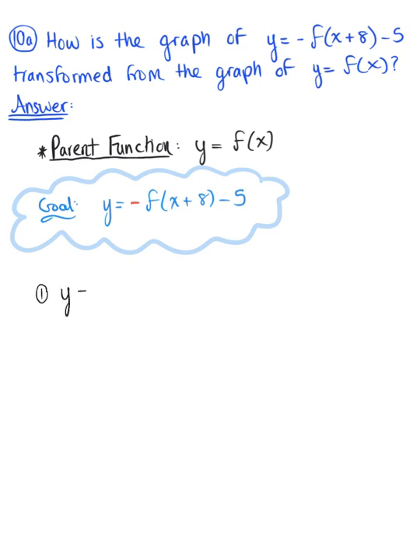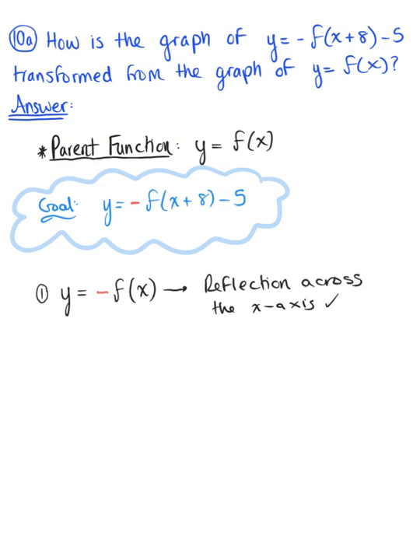So let's recall that if we have y is defined as a minus f of x, where that negative is on the outside of your function, this indicates that we have a reflection across the x-axis. So that is our first transformation that we need.